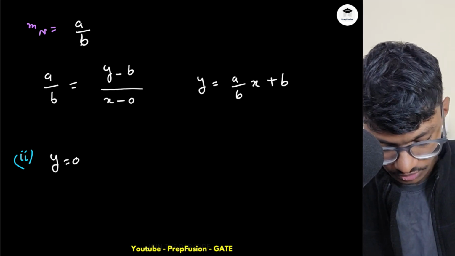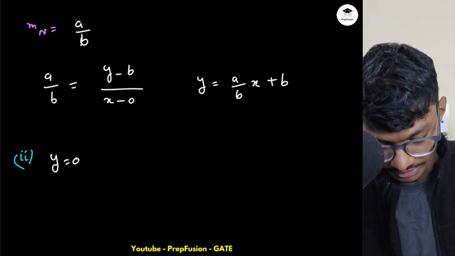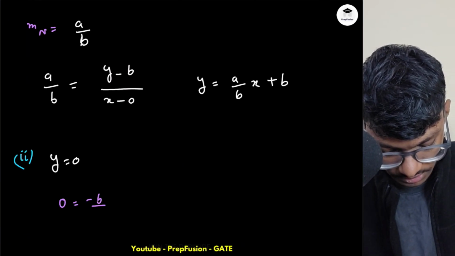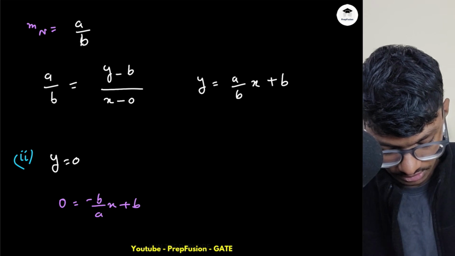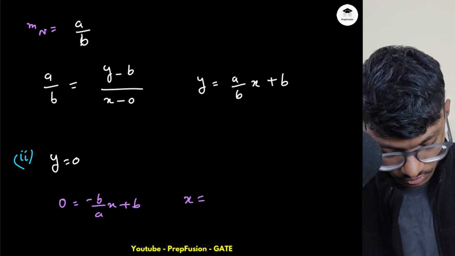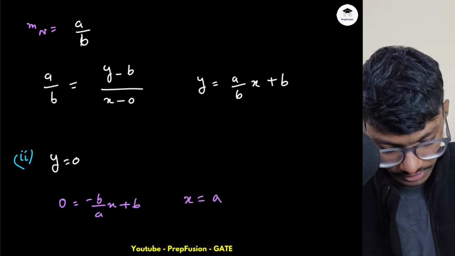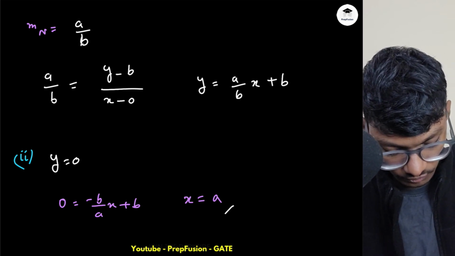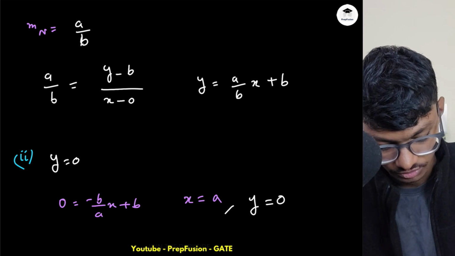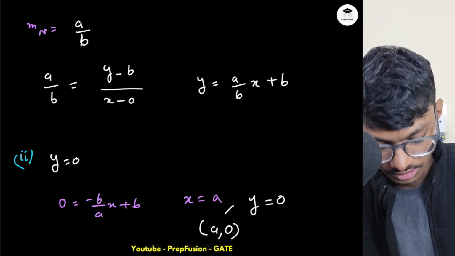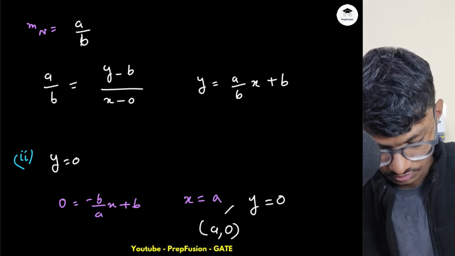y should be equal to 0. Okay, so if y is 0, then I will put y as 0 in the first equation. So 0 equals minus b upon a x plus b. So x equals a is the point, and y should obviously be 0. So this is the point where my equation of tangent crosses the x-axis.